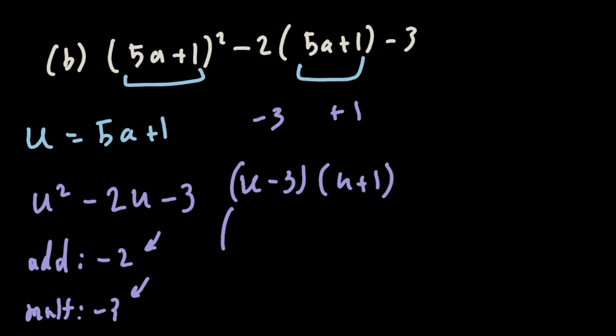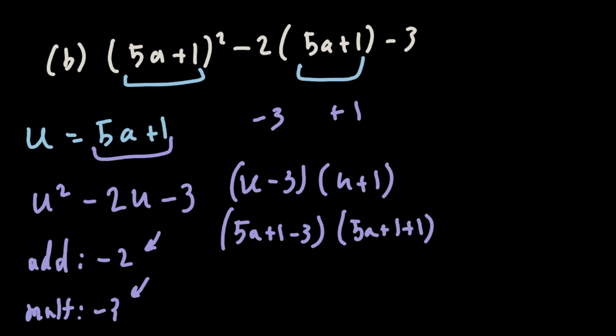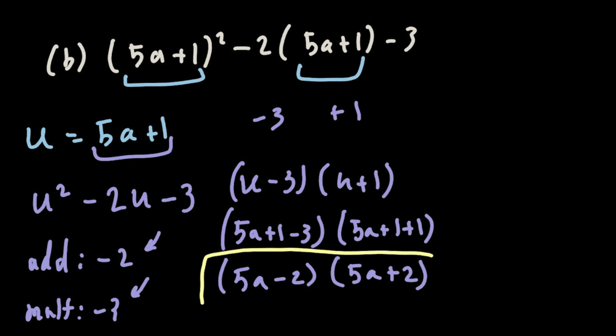Now we can just remove the u and put its real value from here. So we'll get 5a plus 1 minus 3, and here we'll get 5a plus 1 plus 1. So here we'll get 5a, 1 minus 3 is minus 2, and here 5a plus 1 plus 1, so we'll get 5a plus 2. So this is the final solution.